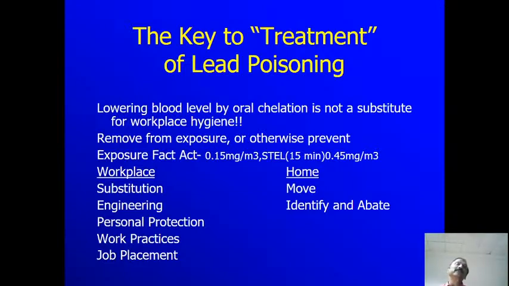STEL is short-term exposure limit. That means within a short time, a person can get toxic. The short-term exposure limit is 15 minutes. So if he's going into, say, a tank which has lead fumes in it, it's permitted only 15 minutes of it, and the short-term exposure maximum is 0.45 milligrams per meter cube. So we must ensure that the person is removed from the source of this particular exposure.